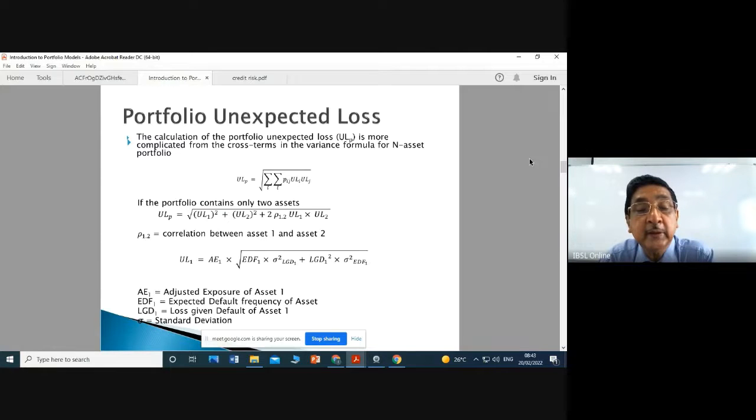And in the example I have just explained, taking into consideration a portfolio of two loans, you saw how you can arrive at the total unexpected loss of the portfolio. But if you have more than two variables, more than two assets in the portfolio, then accordingly we have to get the particular formula arranged.